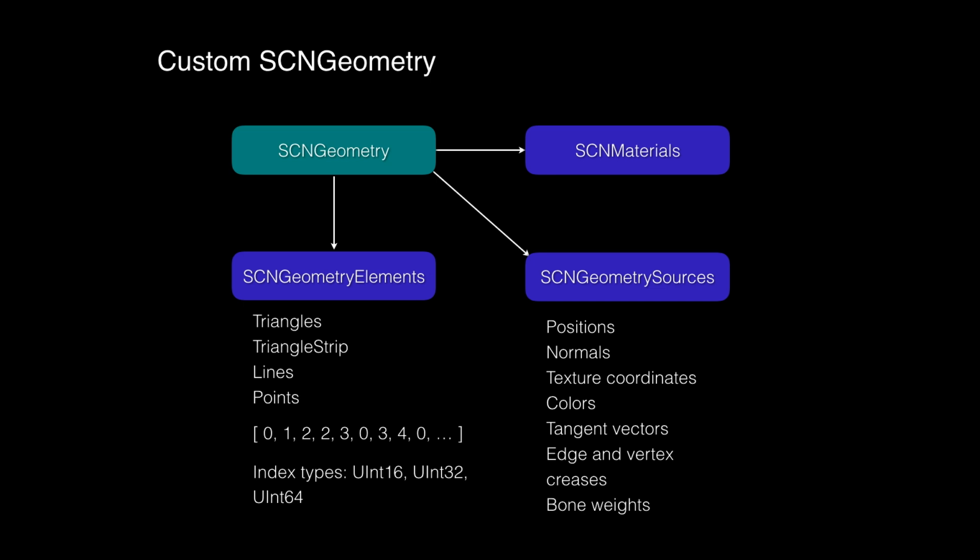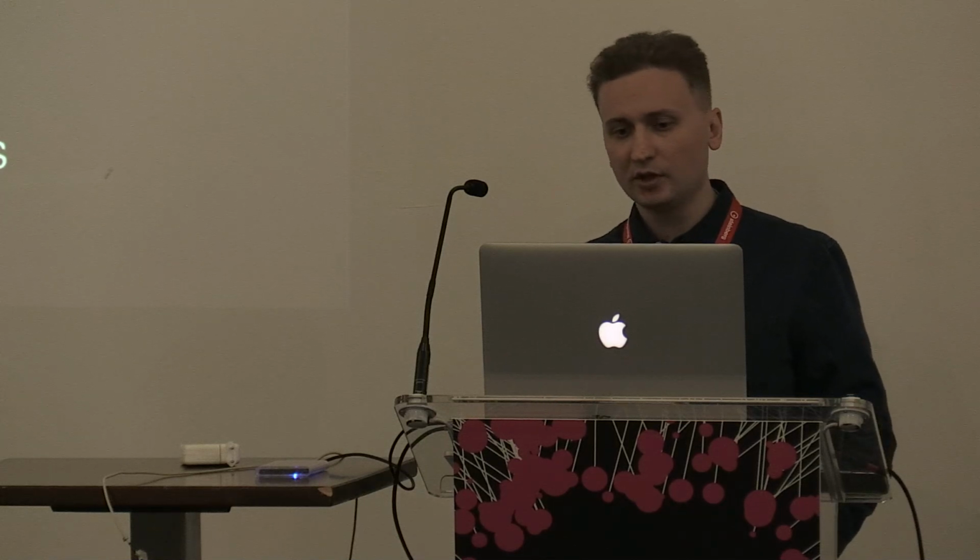So the SCNGeometry class contains references to multiple geometry elements, which could be triangles, strips, lines, or points. And it contains references to vertex attributes, which are positions, normals, texture coordinates, and so on.